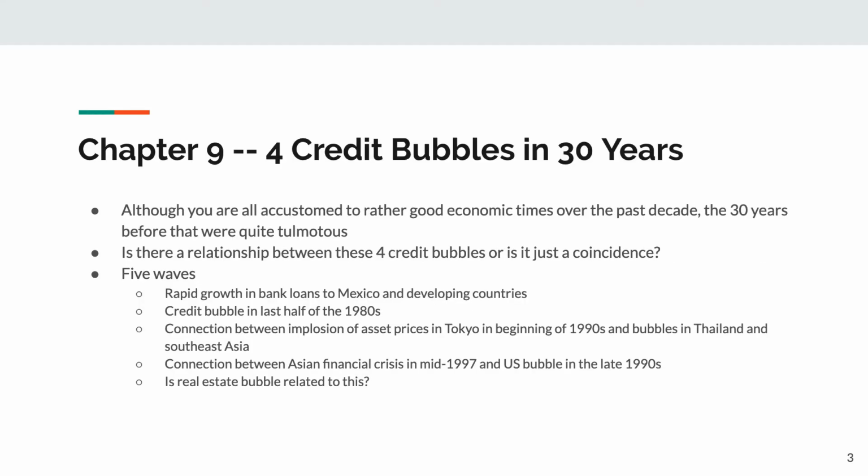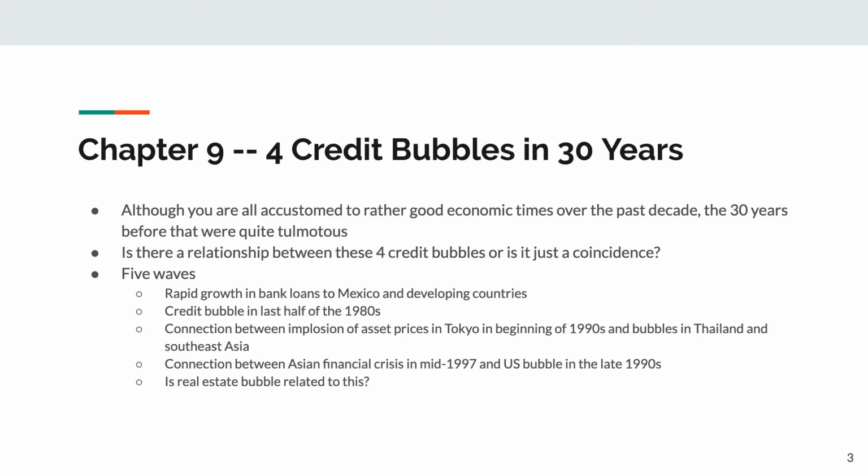Okay, so let's look at what were these bubbles and what connections, if any, can be made between them. And really, what we see here is a rapid growth in bank loans in Mexico and other Latin American developing countries that then leads to a credit bubble that exists most notably in Japan, which leads to a bubble in Thailand, Indonesia, and South Korea and other East Asian countries. And then the dot-com bubble here in the United States in the late 1990s, with a final connection to whether we can connect the real estate bubble that was experienced in 2008 to all of that.